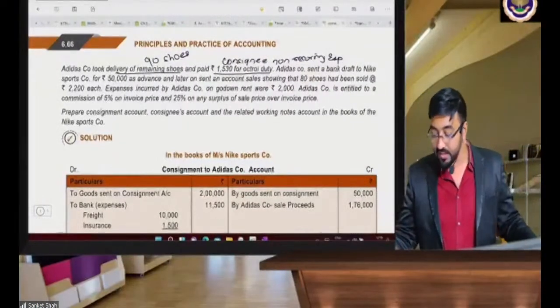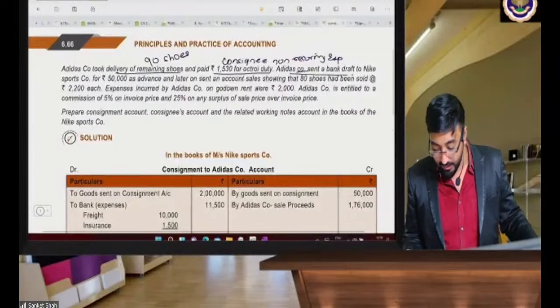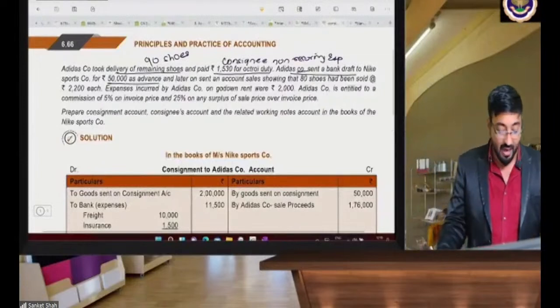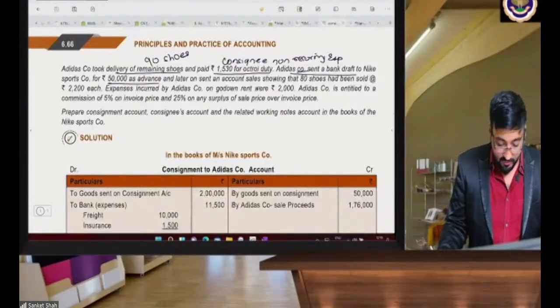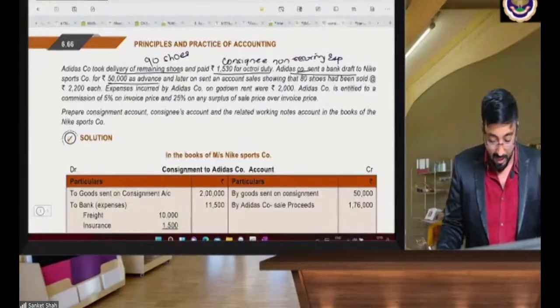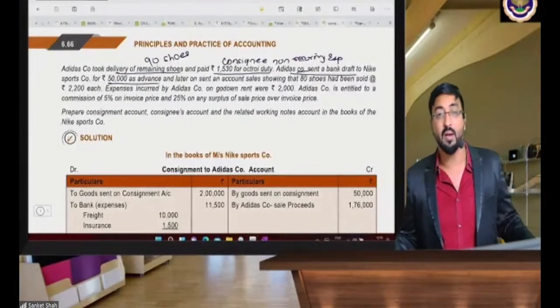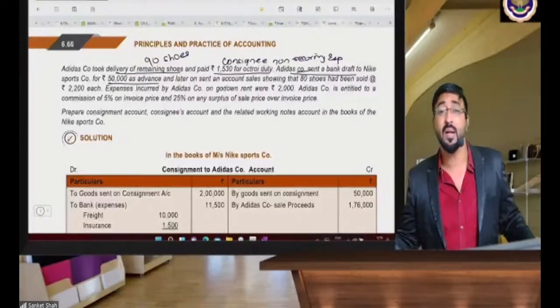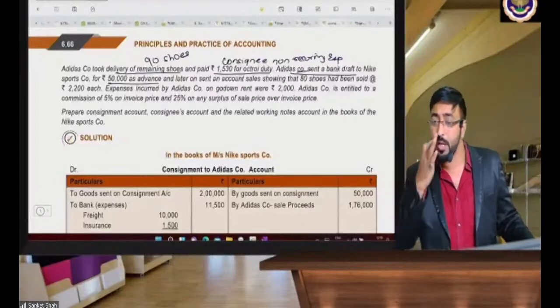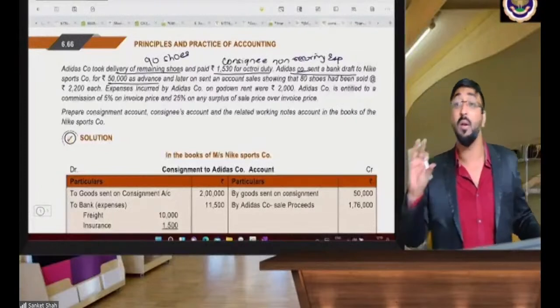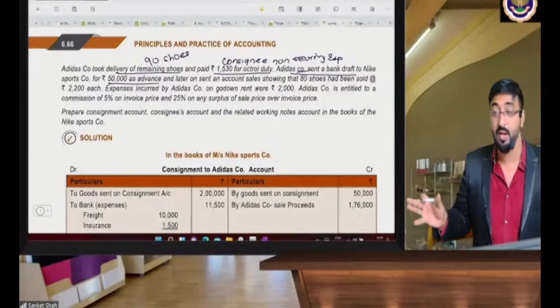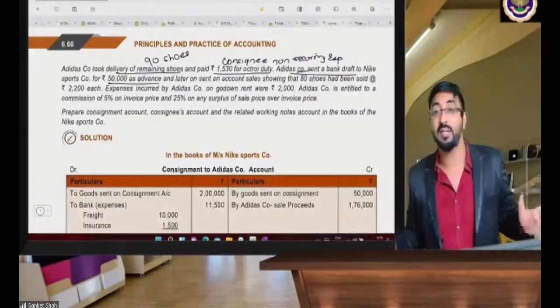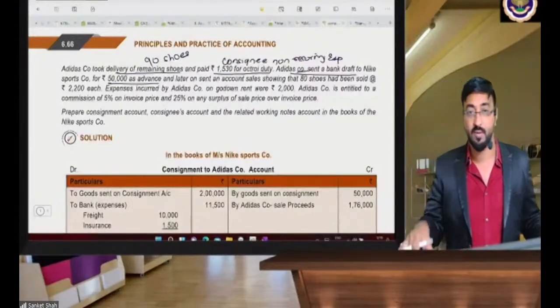Adidas company sent a bank draft to Nike for rupees 50,000 as advance. Now, what is the entry, beta? This is by bank, that advance draft. So bank account debit to consignee. There is no role, it's like a cash account debit or bills receivable account debit to consignee. So the consignment account is not involved. It is a transaction between consignee and consignor for lending of cash and bank. So this is settlement of account. The consignment account is not opened for this 50,000.